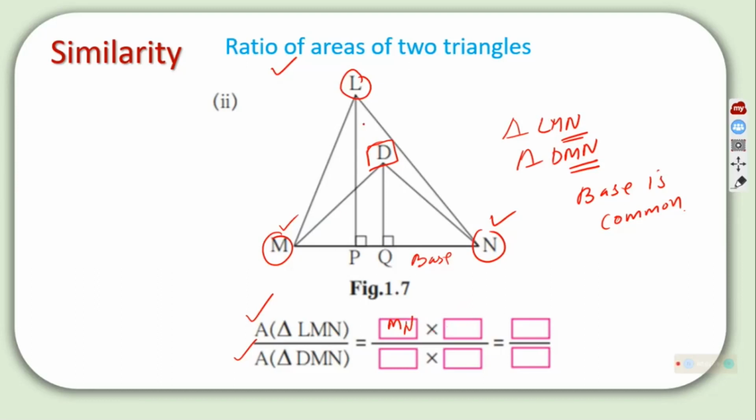In the case of LMN, the height is LP. And that of DMN, the base is again MN, and the height is equal to DQ. That means this cancels and we get the answer LP upon DQ. Very simple. We understood that when the base is common, we compare the height to know the ratio of areas of two triangles. Okay.